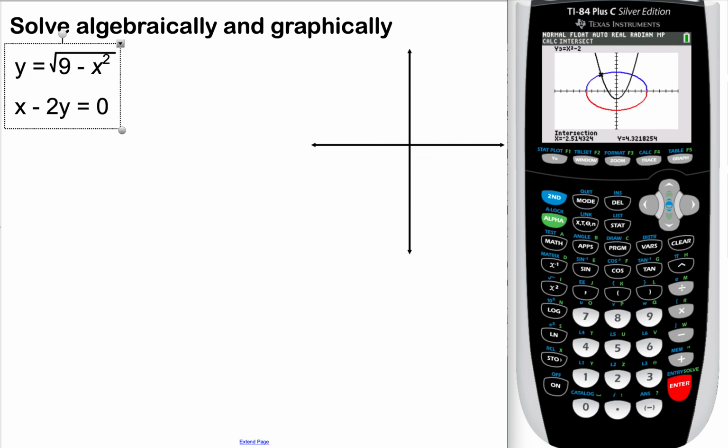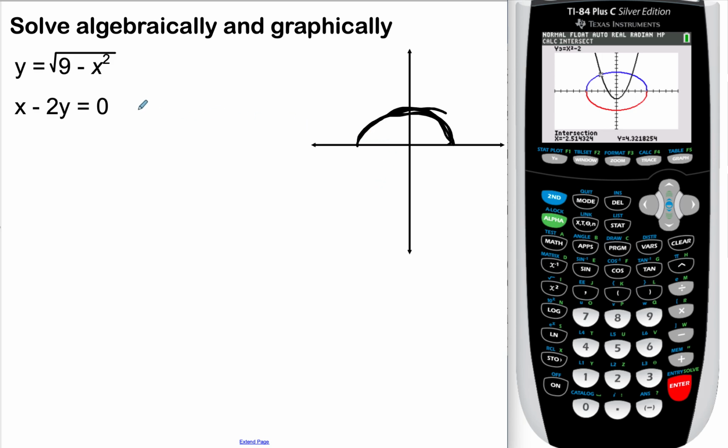Okay, solve algebraically and graphically. Again, this is, as we've seen, a semicircle, okay? So let's hook this one up. It's a semicircle. So it's the top half of a circle with a radius of 3.